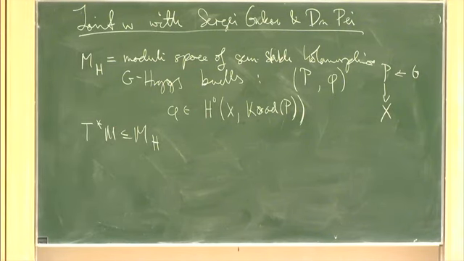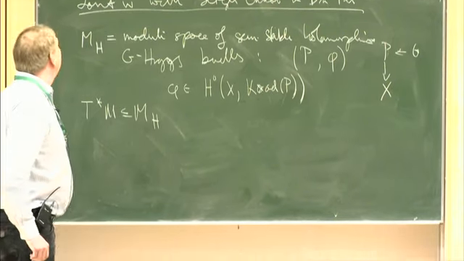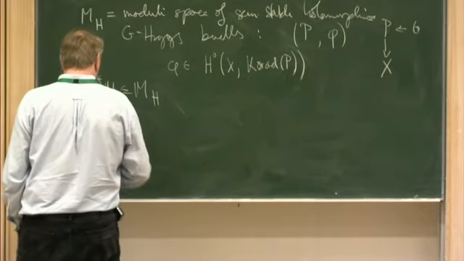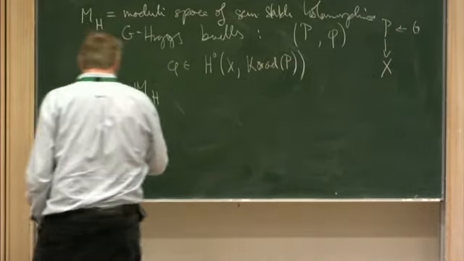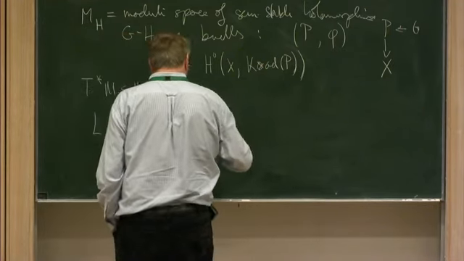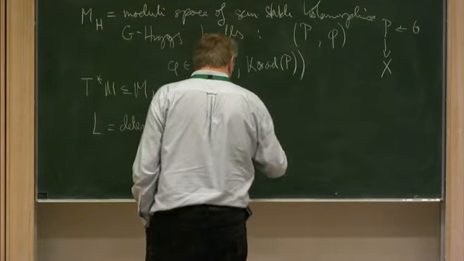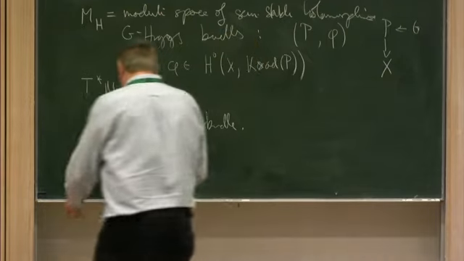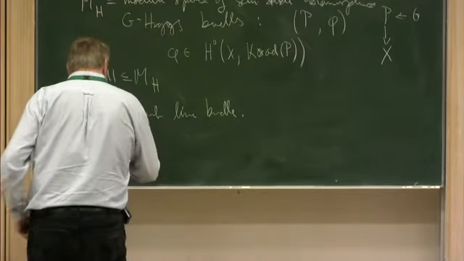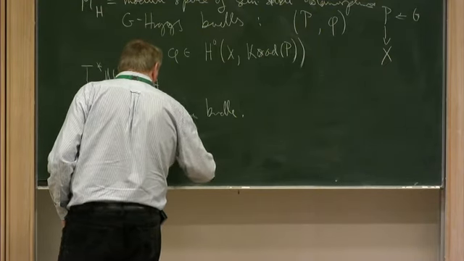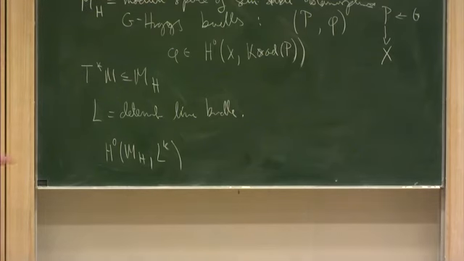Okay, but it's bigger. All right. So now there is also, I'm going to use the same letter, there is a determinant line bundle. So that construction goes over without any change. So I have this determinant line bundle. And now what we would like to do is consider H0 of M_H, L to the K. Well, okay, this is infinite dimensional.